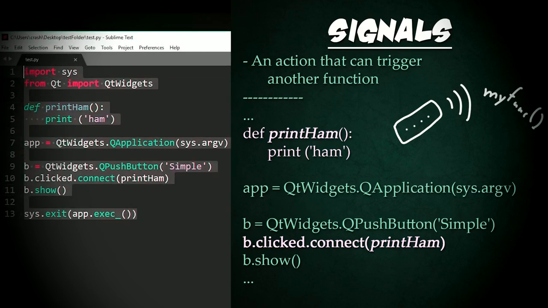So we have pretty much the same code from the very first example with this function print ham added in, and then after we instance our button, we have a line that connects the signal of the button being clicked to the print ham function. And that's it. That's how easy it is to connect signals to functions.